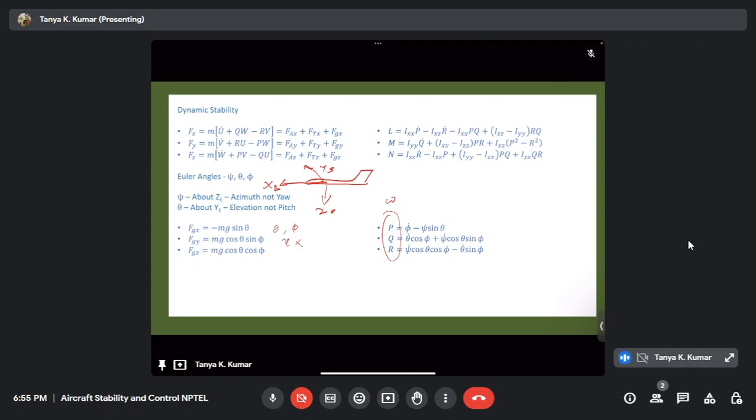So it will always be along that inertial Z axis. Correct? Either positive or negative, but it will be along that Z axis. So the orientation xi of the aircraft with respect to inertial frame will not come into play when the weight of the aircraft is measured. Does that make sense? Yes? Okay, let's go ahead.